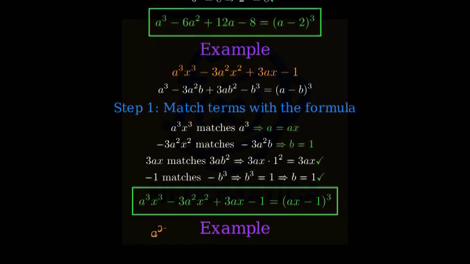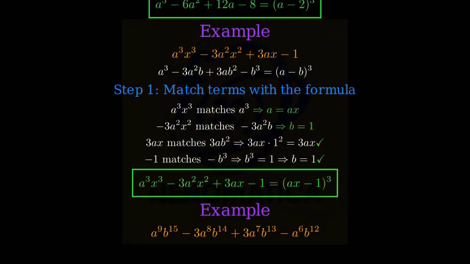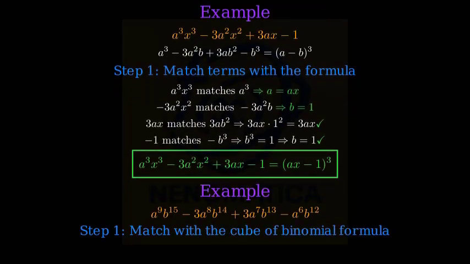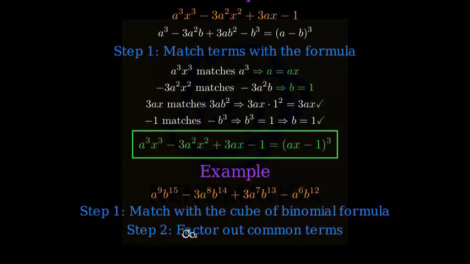We need to factor the expression a to the power of 9 b to the power of 15 minus 3a to the power of 8 b to the power of 14 plus 3a to the power of 7 b to the power of 13 minus a to the power of 6 b to the power of 12. This looks complicated, but we can apply the same strategy by matching terms to our cube of binomial formula. First, let's try to factor out common terms.